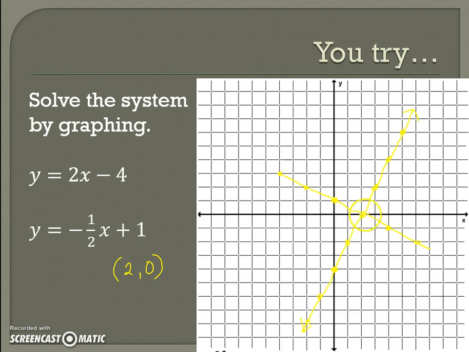And there it is. The lines cross at the point 2, 0. That intersection is the solution to this, meaning that I could take 2 and put that in for x, and I get 0. And if I put 2 in for this one, for x, then I also get 0 for y. And that's the only point where that happens, based upon the graph, and you could try different points.